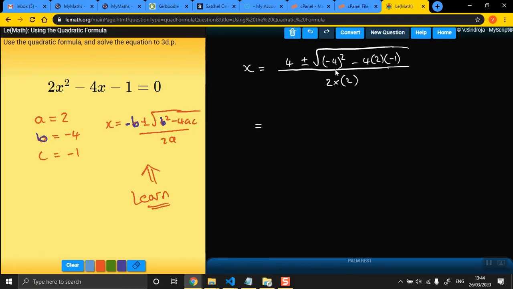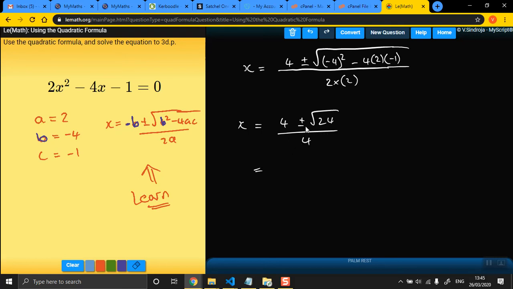So first of all, I'm going to work out the discriminant. Sorry, I'm going to work out the thing under the square root. So that's going to be minus 4 squared, that's going to be 16, take away 4 times 2 times minus 1. That's 24. So it's going to be 4 plus or minus the square root of 24 all over 2 times 2, which is 4. Now, I wouldn't even bother doing anything with this now. I just type it in the calculator.